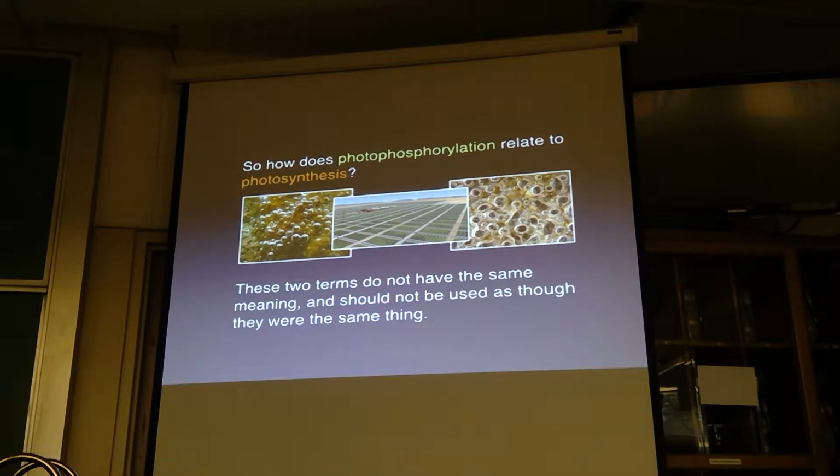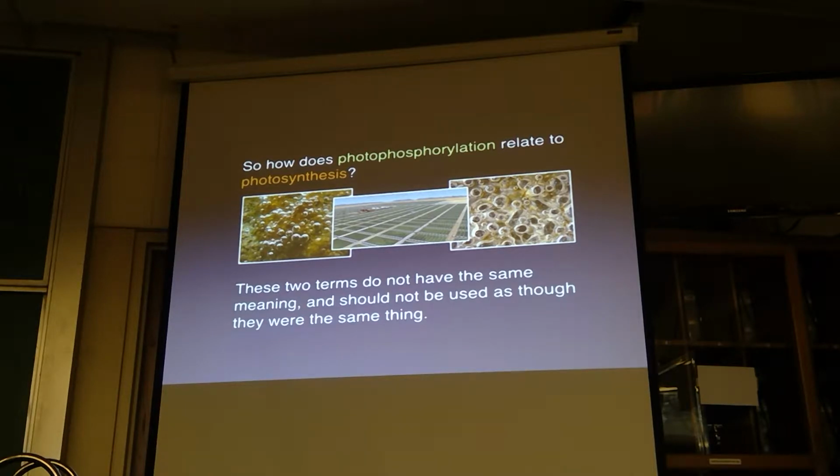So now we can go back to how does photophosphorylation relate to photosynthesis? Because this whole section, the beginning part of it, said it was about photosynthesis and biosynthesis. We've only talked about photophosphorylation so far. So notice those two words, photophosphorylation in green, photosynthesis in tan, I guess. Please do not use those interchangeably because they don't mean the same thing. Photophosphorylation has a very specific meaning. It's the production of ATP using light as an energy source.